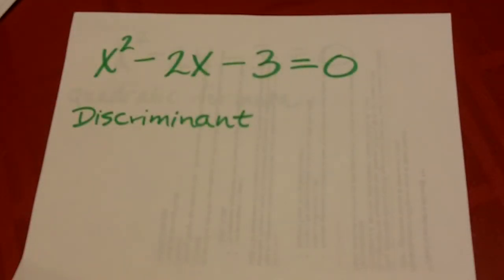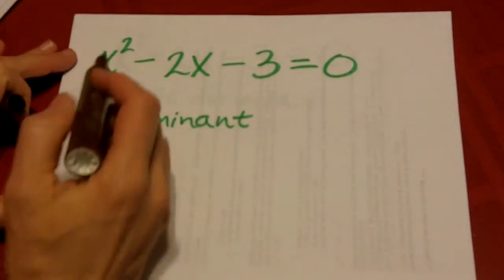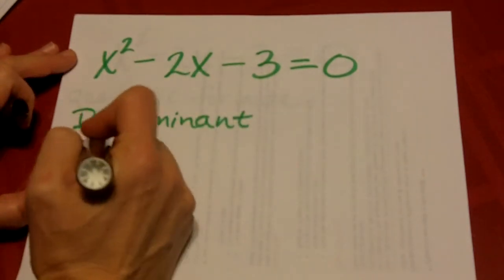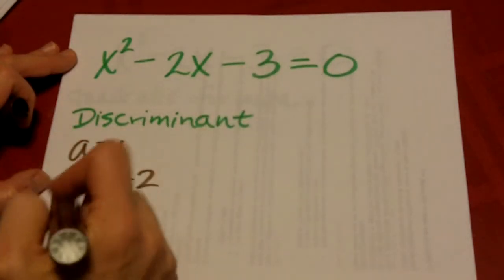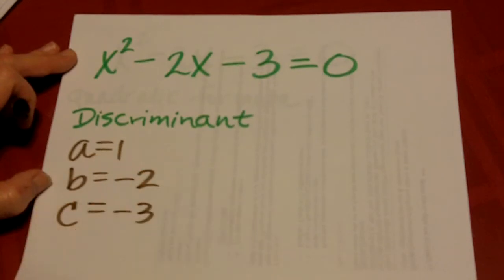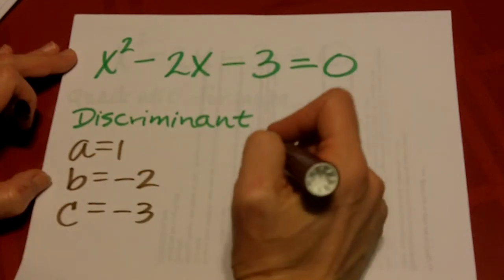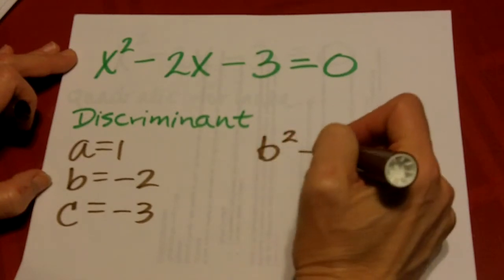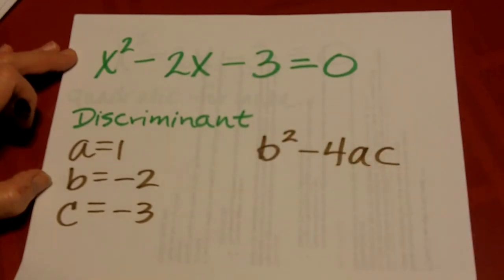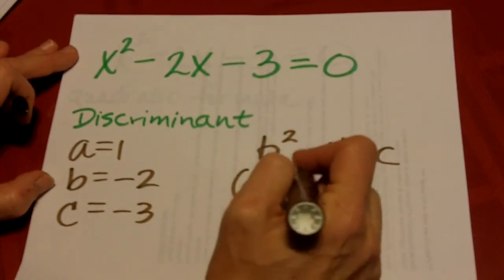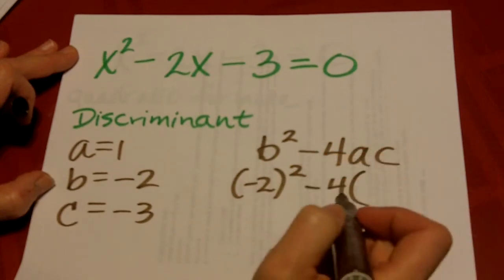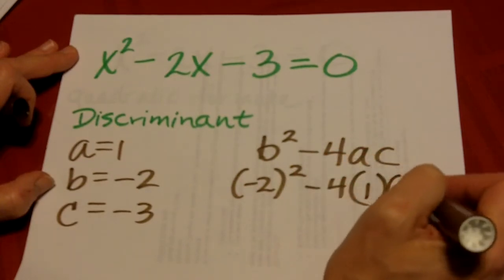Let's say we had the quadratic equation x squared minus 2x minus 3 equals 0. Well, we can tell by looking at it, it's a nice standard form here, that a is 1, b equals negative 2, and c equals negative 3. Now, if we use the formula for the discriminant, which is b squared minus 4 times a times c, we're simply going to plug in negative 2 squared minus 4 times 1 times negative 3.